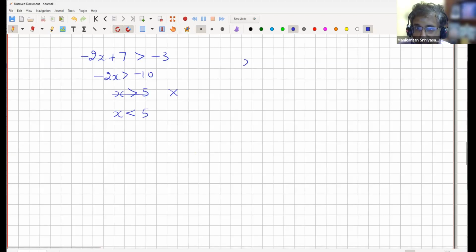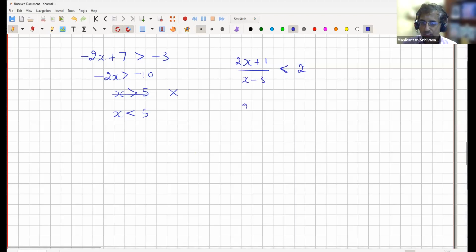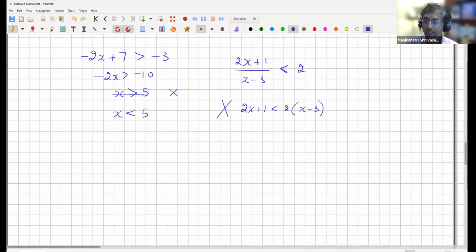More importantly, suppose we have (2x plus 1) by (x minus 3). Okay. And suppose I'm asked to solve, this is less than 2. Okay. So it's very natural to write 2x plus 1 is less than 2 times (x minus 3). This is wrong. Why is it wrong? Because again, the same mistake. x minus 3, we are multiplying both sides of the inequality by x minus 3.